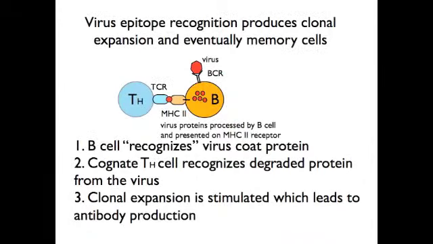In summary, virus epitope recognition produces clonal expansion of B cells and eventually memory B cells. First, the B cell recognizes a virus coat protein epitope, then it encounters its cognate T helper cell that can recognize a degraded protein epitope from the same virus. The binding of the cognate T helper cell results in clonal expansion through T helper cell signaling molecules. Because all of this is occurring by chance, it takes time for the adaptive immune system's response.